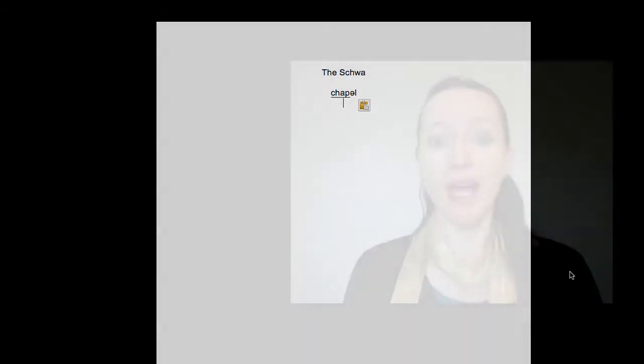Some dictionaries write this weak syllable like an upside-down E. This is the symbol we're going to use. It's called the schwa. So your students turn to their next blank page and they write the schwa. And they skip a line and they write the word chapel, and they underline the strong syllable, and then using the schwa symbol, they write the vowel in the second syllable. So their word looks like this.